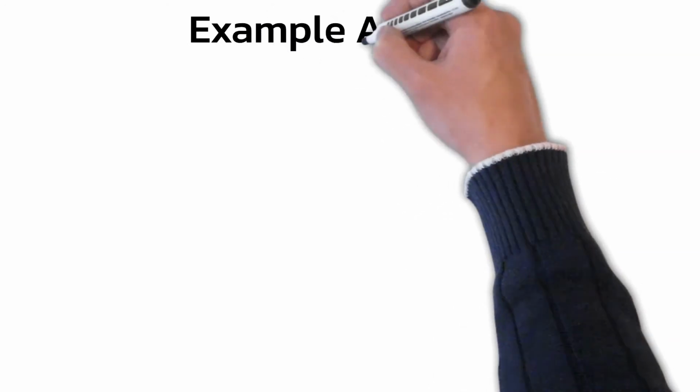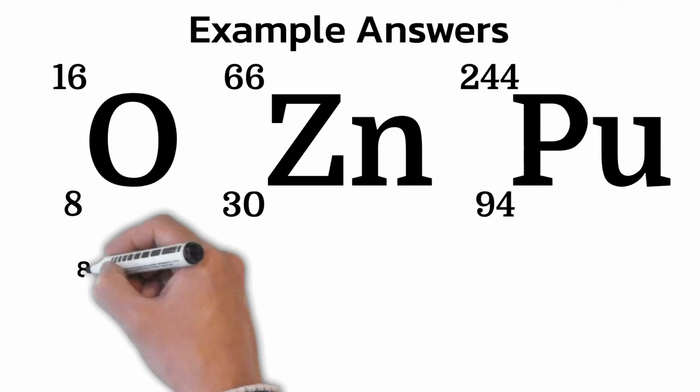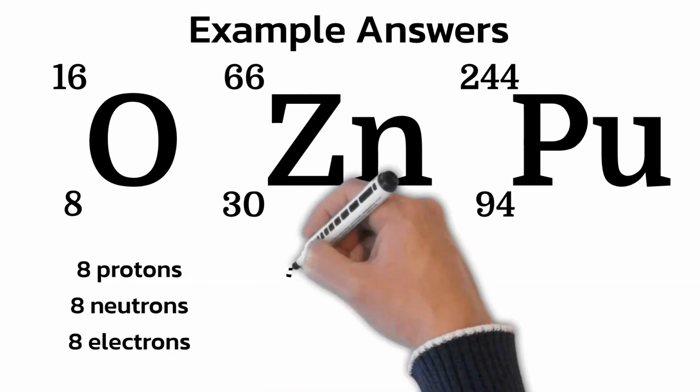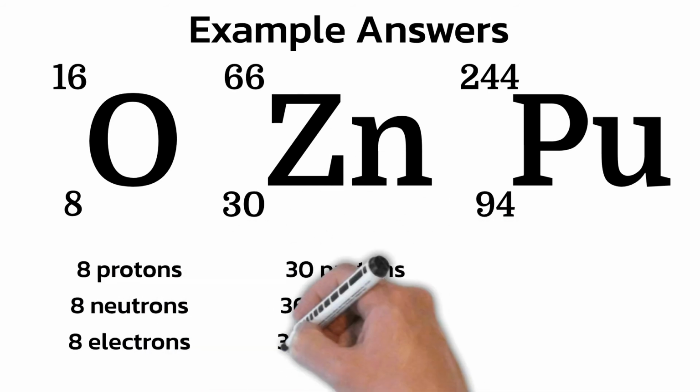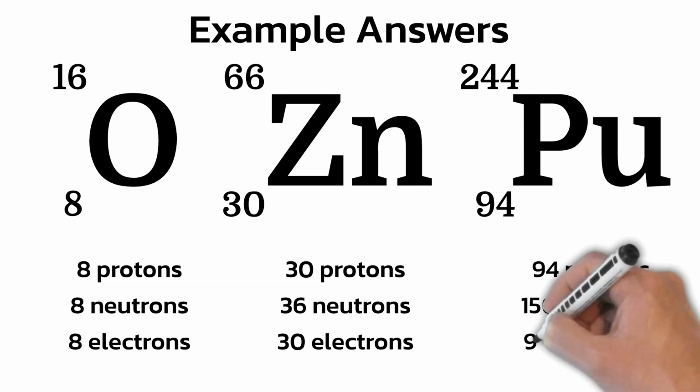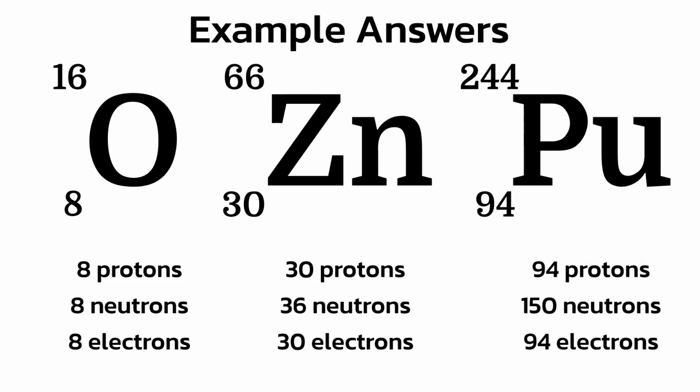Let's check your answers. Remember, the lower number is the number of protons. The number of electrons should be the same as the number of protons, so that the overall charge on the atom is neutral. And the number of neutrons is the atomic mass minus the atomic number. If you had any problems with these, please go back and go over the lesson again.